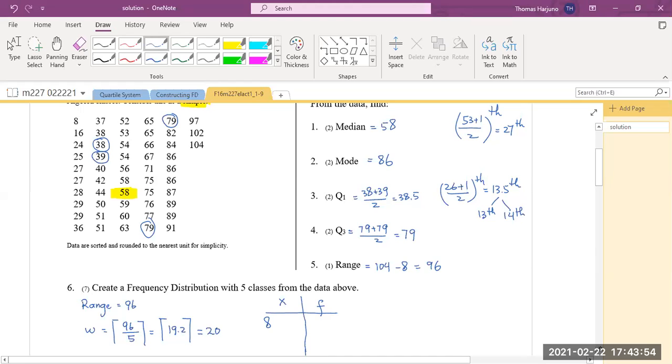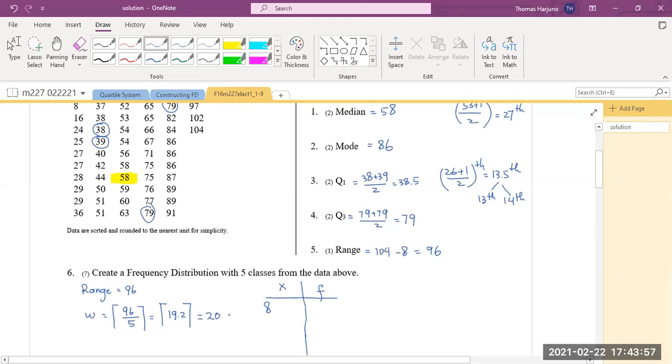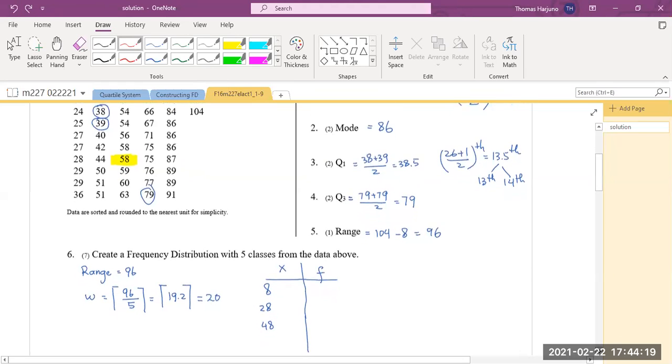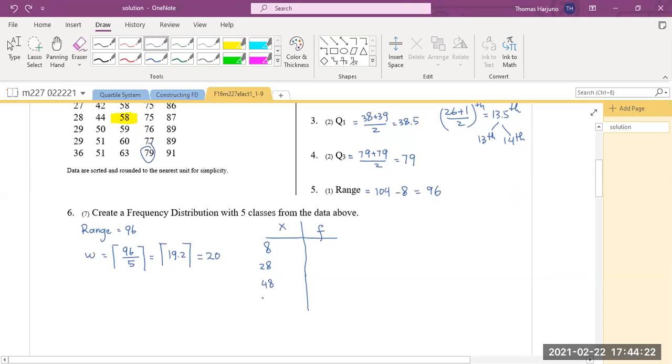Okay, now then, once we get the lower class limit of the first class, we add the class width to get the next lower class limit. So I keep on adding the class width here. Add the class width, add the class width. You see? Keep on adding the class width until you have 5 classes. So this will be 68, this will be 88. Now the upper class limit for each class is basically the next lower class limit minus 1.